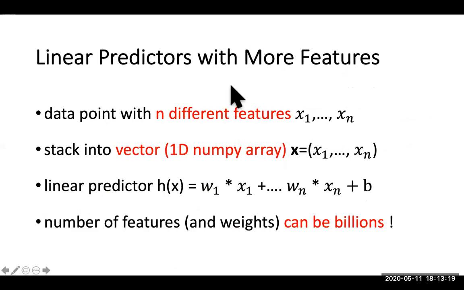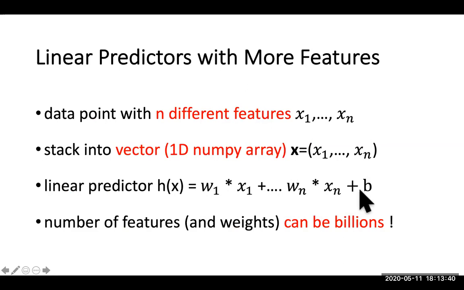So let's say we have n different features, then we define a linear predictor by a weighted sum or a linear combination of all these features with some weights, and these weights we can tune. This is what we adapt, what we learn in machine learning. These weights are what we learn. And possibly an intercept term.